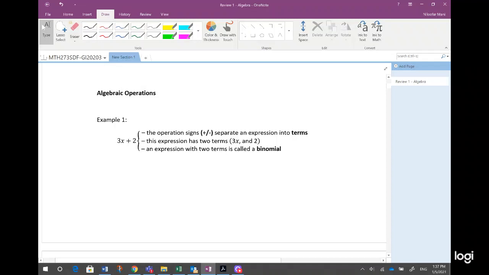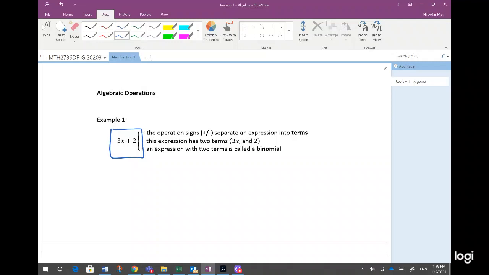For example, here in this question, this is an algebraic expression, not an equation, because there is no equal sign. It has two terms. One term is 3x and the other one is 2. 3x is just 3 multiplied by x, where 3 is the coefficient and x is a variable. In this case, we call it a binomial because it has two terms.